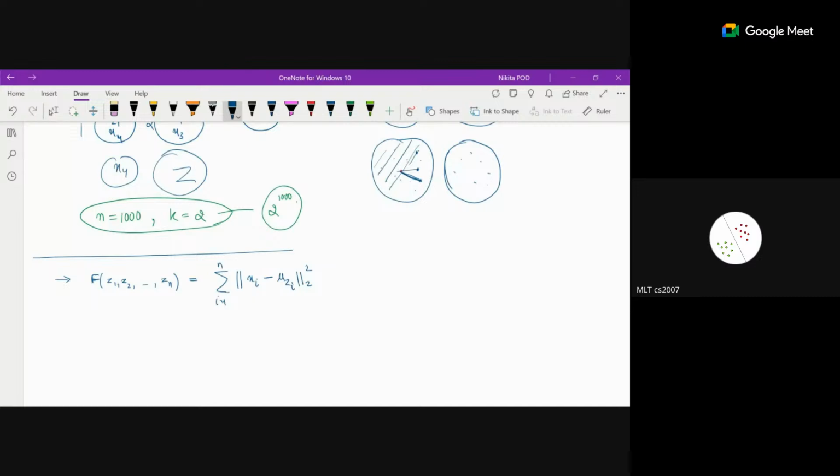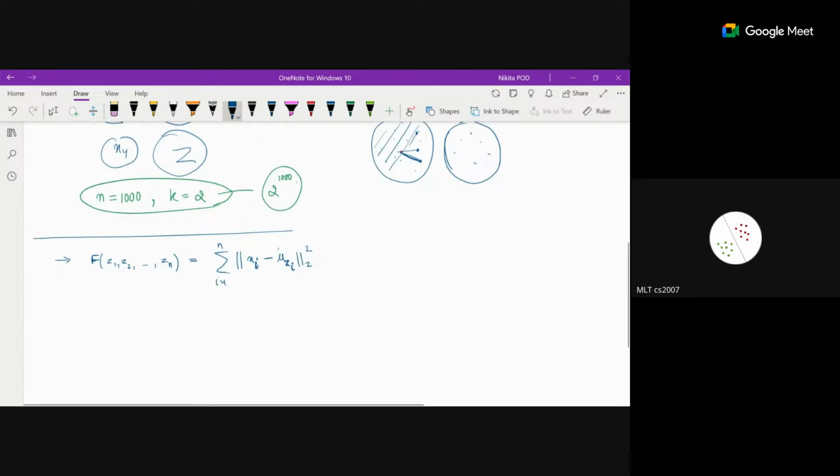Okay. And what does mu zi mean? Whatever data point xi you have, if this data point xi is in whichever cluster, that will be your zi over here. So it is the mean of that cluster.